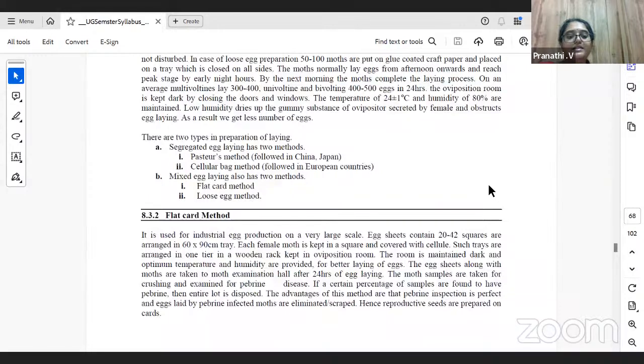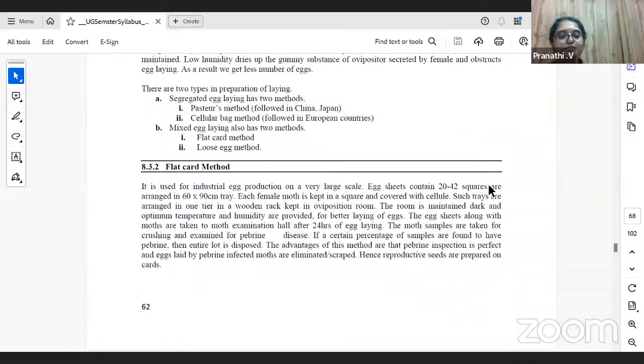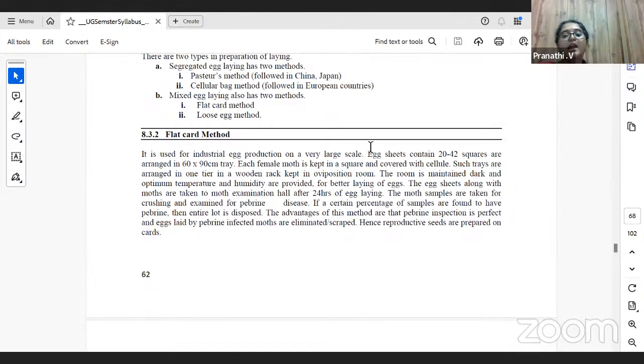Two types of egg laying are seen. Segregated egg laying has two methods. One is Pasteur's method, followed in Japan and China. Then the cellular bag method, followed in European countries. And then you have mixed egg laying, again having two methods: flat card and loose egg method. The flat card method is used for industrial egg production on a large scale. Egg sheets contain around 20 to 42 squares arranged in a 60 to 90 centimeter tray. Each female moth is kept in a square covered with cellulae. Such trays are arranged in a wooden tier and placed in the oviposition room.